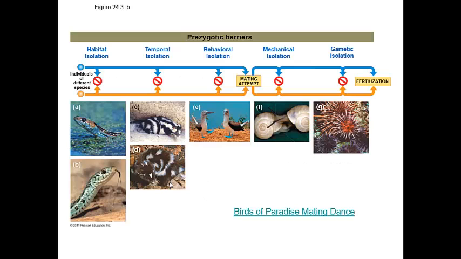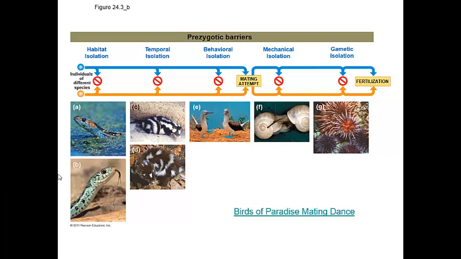There are 5 different prezygotic barriers. The first one is habitat isolation. This is when two species live in different habitats or different environments. For instance, lions and tigers are very closely related. However, lions live in Africa, tigers live in Asia, and this is going to prevent them from mating.